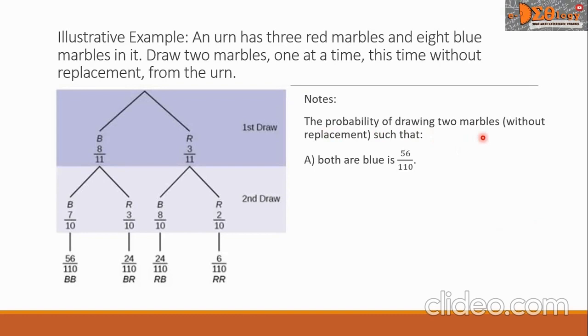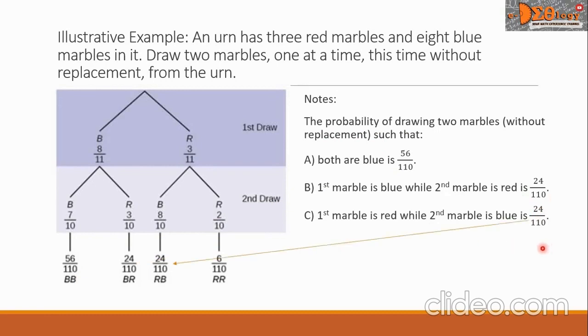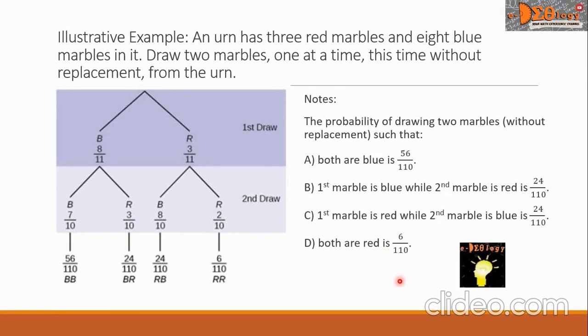We can see now that the probability of drawing two marbles, of course, this is without replacement, such that letter A, both are blue, is 56 over 110. It comes from this fraction here. Letter B, when the first marble is blue while the second marble is red, the probability is 24 over 110. Letter C, the first marble is red while the second marble is blue, the probability is 24 over 110. Letter D, when both are red marbles, the probability is 6 over 110. So this is our final answer.